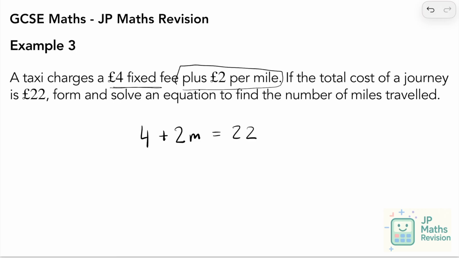So firstly, we need to minus 4 from both sides to get rid of the 4. So we end up with 2m equals 18. And then we need to divide both sides by 2, so we end up with m equals 9. So the number of miles travelled is 9. That is the solution to this question.